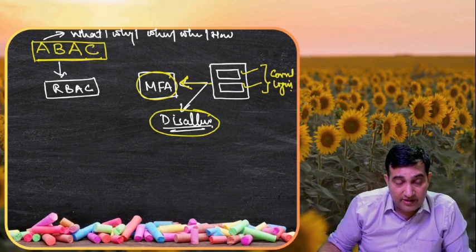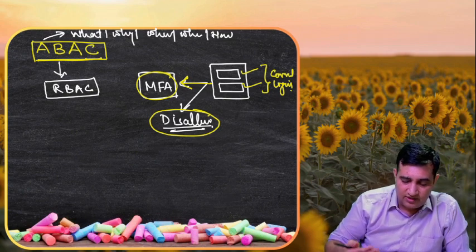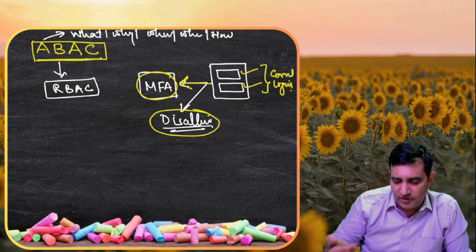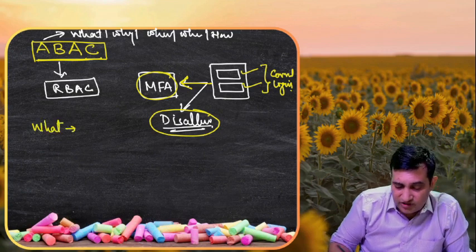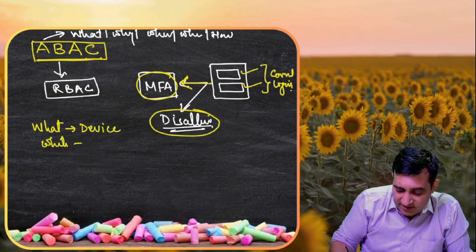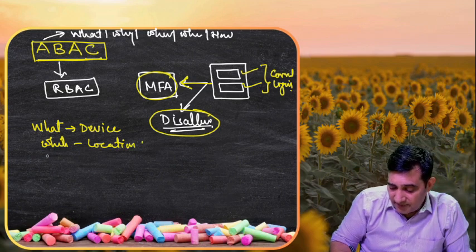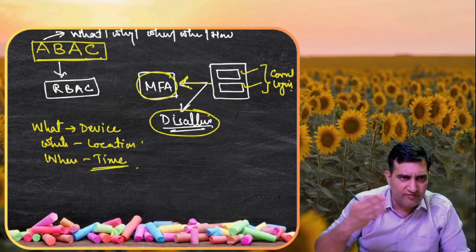So how does it happen? It all happens based on attributes. In the configuration part, we define who the user is, what device he is going to use, and from where he is going to access, like location. We also say when he wants to access, at what time. Let's say you only want people to access your company resources from morning 9 to 5 o'clock.